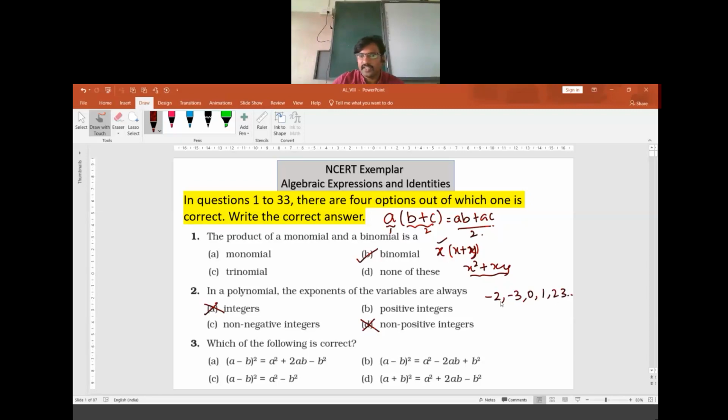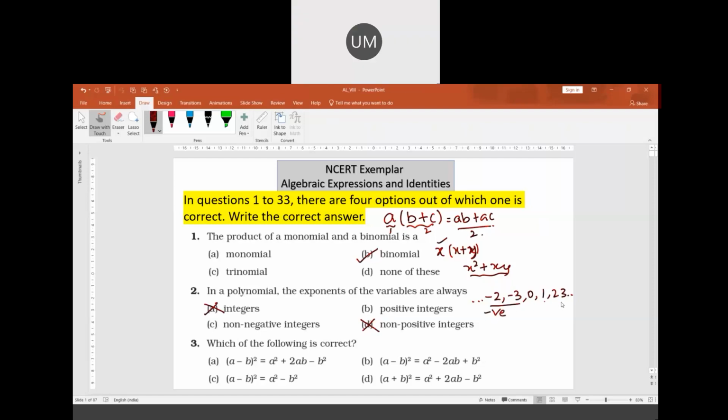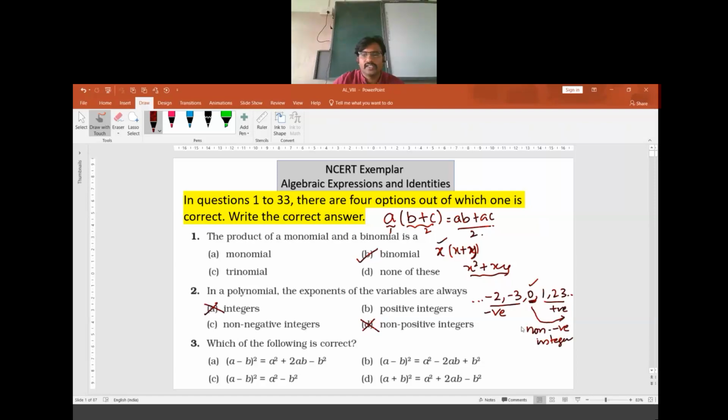When we take the set of integers, these are called negative integers and these are called positive integers. When 0 is considered, we know that 0 is neither positive nor negative. Yes, sir. 0 should be considered under non-negative integers. The meaning of 0 is non-negative integers. So in a polynomial, it has to be non-negative integers. It's not just positive integers.